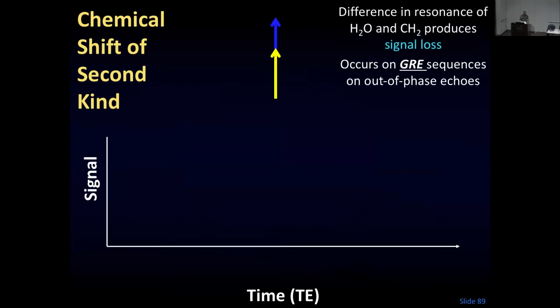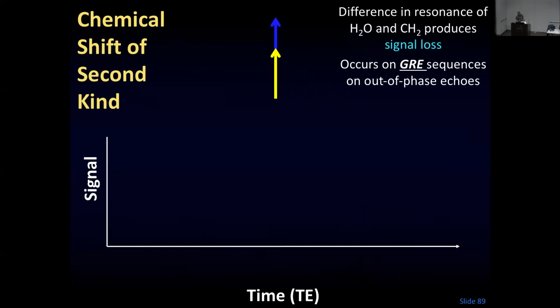Now, in addition to chemical shift of the first kind, we have chemical shift of the second kind. To illustrate that, I want to start by saying that we have water protons in blue and fat protons in yellow that are initially aligned with each other. And they're both precessing at about 63.8 million hertz. So they're precessing very, very fast, but the water protons are precessing just a little bit faster.